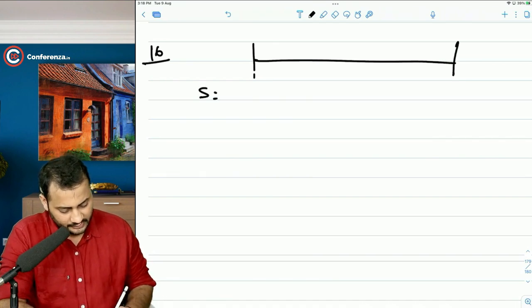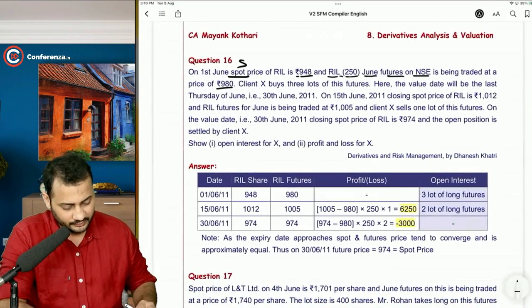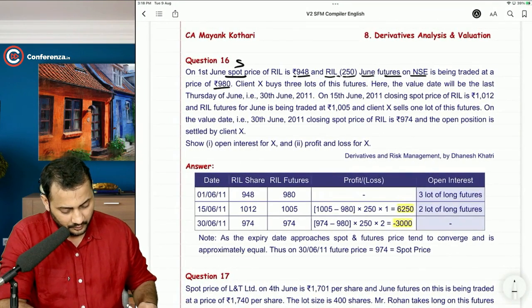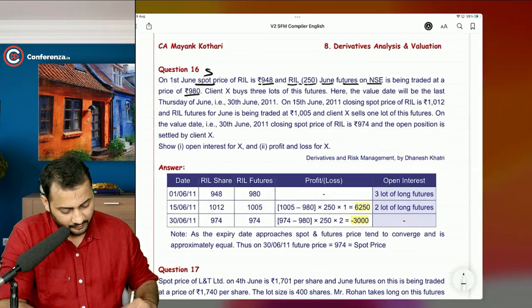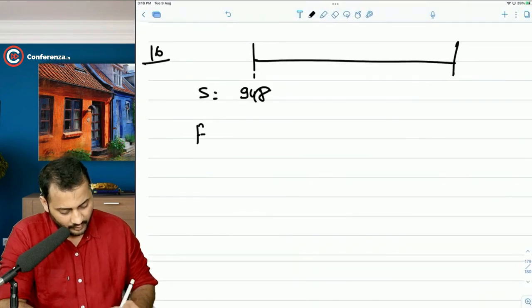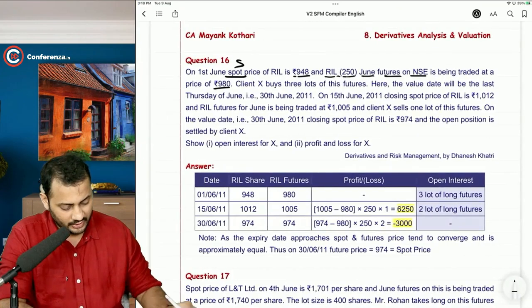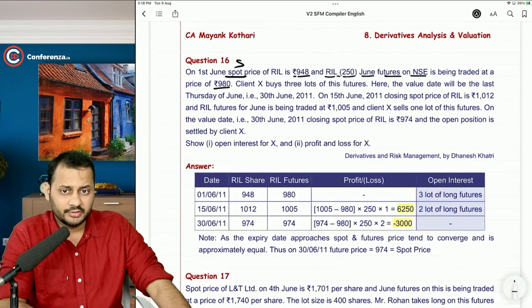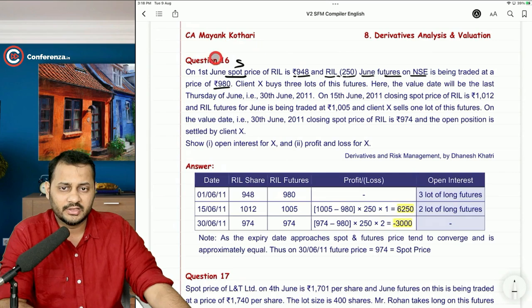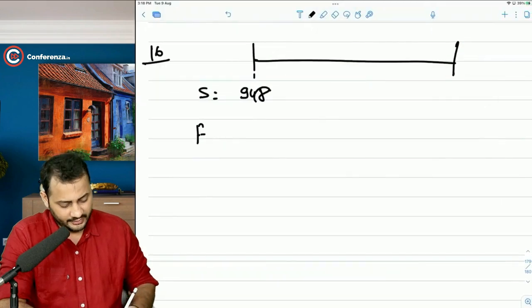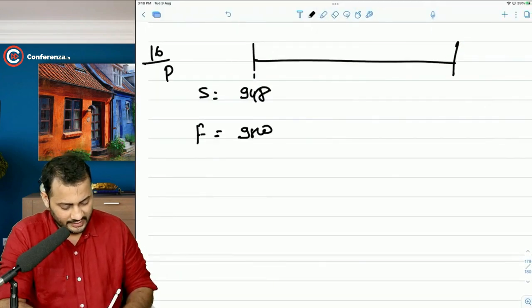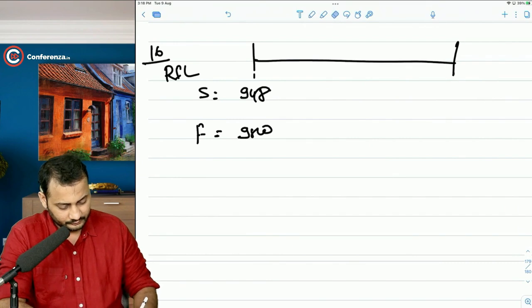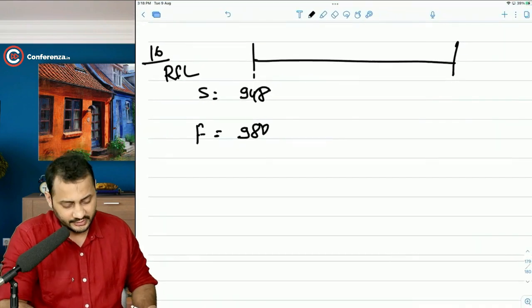So this is the spot price of Reliance Industries Limited. This is the futures price, 948. And this is 1 month itself. I will tell you how. On 1st of June the spot price is given to you and the futures is also given for the June expiry, that means the last Thursday of this month. 948 and 980. So Reliance Industries Limited stock price is trading at 948 and the futures is trading at 980.